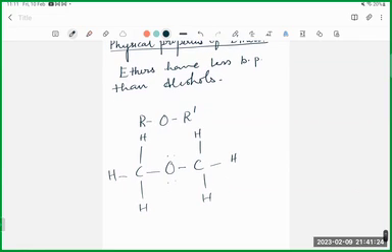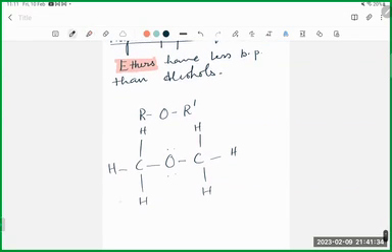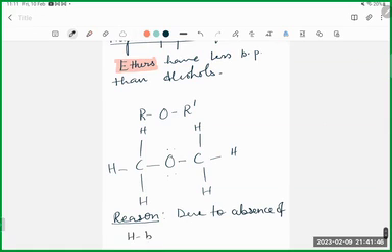So we can say the reason why ethers have a less boiling point than alcohol is the absence of hydrogen bonding. So we do not get hydrogen bonding over here. This is the most important thing we can have over here. Hydrogen bonding is absent.